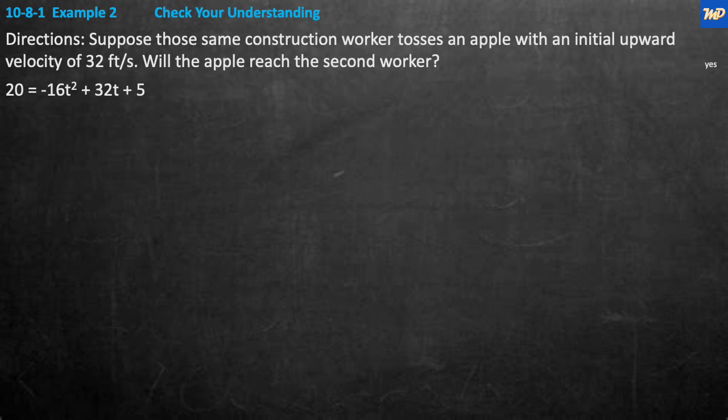Okay, example 2, check your understanding. You should stop the video, please, and try this on your own. And when you get back, I'll wait for you, and then when you get back, we'll do it together. The question says, suppose the same construction worker tosses an apple with an initial upward velocity of 32 feet per second. The other one was 30 feet per second. Will the apple reach the second worker? Well, I'll wait for you. Go ahead and find out. And then when you come back, we'll solve it.